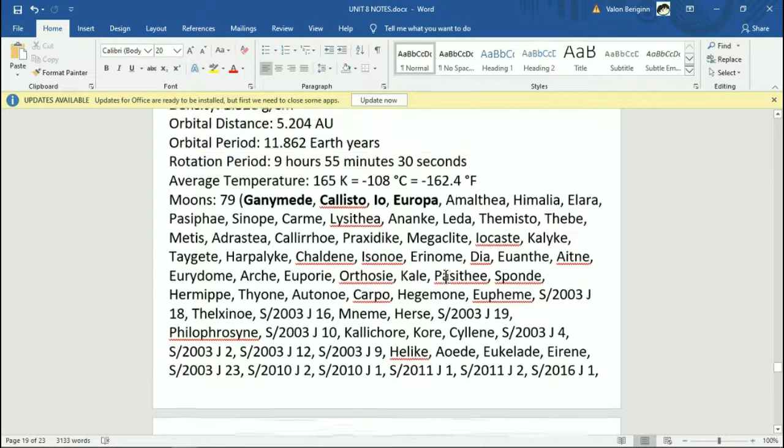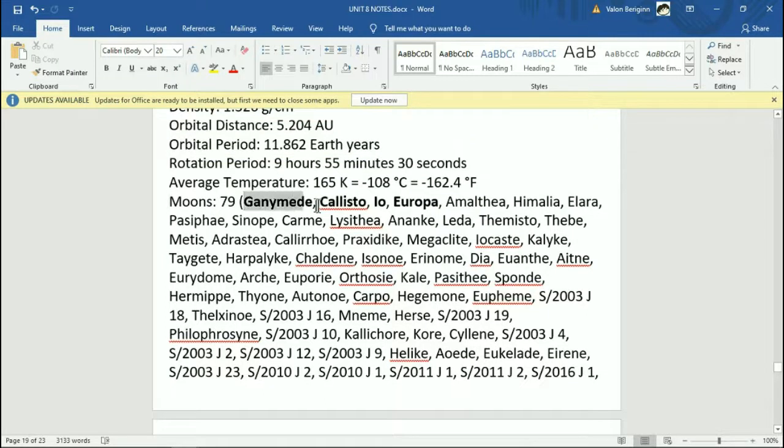Yeah, so again, you can definitely see the bolding here. These four moons, Ganymede, Callisto, Io, and Europa, are in hydrostatic equilibrium. They are spherical. Ganymede is the largest moon in the solar system. It's bigger than Mercury. I'm not sure if the second biggest is bigger than Mercury, but Ganymede is definitely bigger than Mercury. So it's the biggest moon.